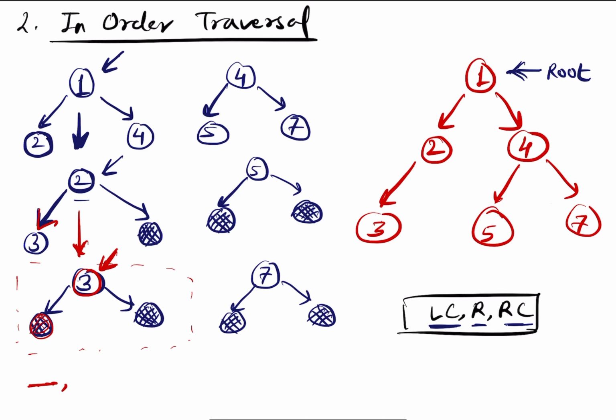Now it's time for the root node, because the left child is processed. Root is nothing but 3. We will process it. Then it's time for its right child. So we will come here again and process it.